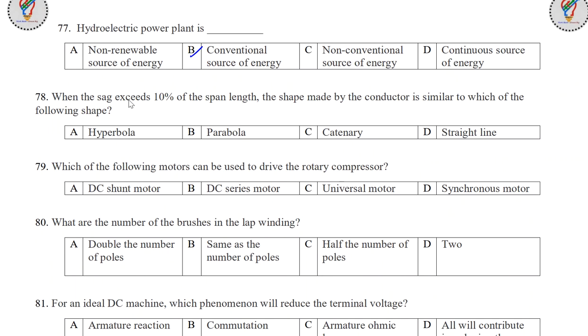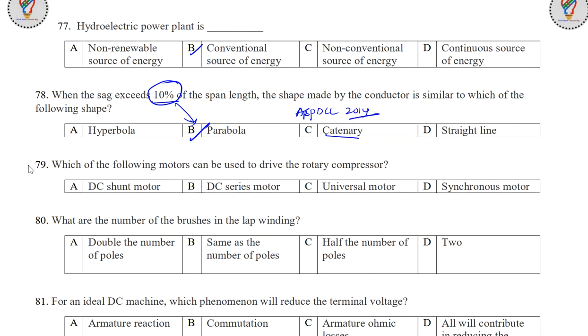78th question here. When the sag exceeds 10% of the span length, the shape made by the conductor is similar to which of the following shapes? Generally the sag has the shape of a catenary, but when the sag exceeds 10%, it becomes a parabola. So this condition is important here. This question was asked in the APSPDCL 2014 paper.